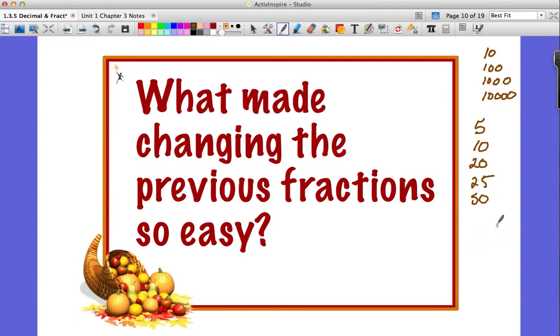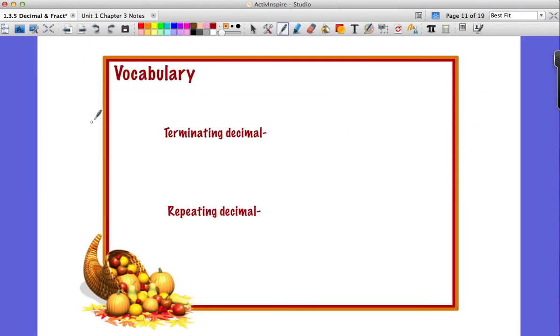So any fraction that can be made into an equivalent fraction or already has a denominator of a base power of 10 makes it easy to change our fractions to decimals. So any fraction that can be changed to have a denominator of 10, 100, 1,000, and so on and so forth, or any fraction that already has those as a denominator can easily change to a decimal. However, this is not always the case. It's not always that easy.